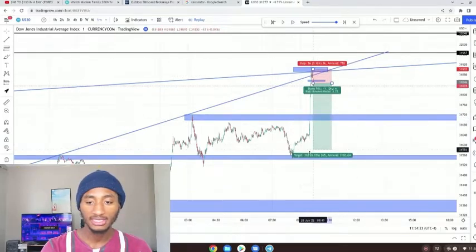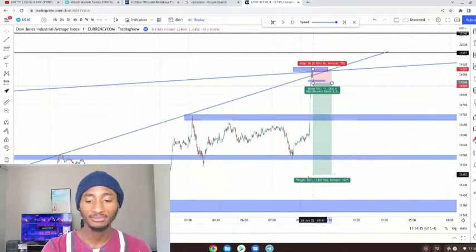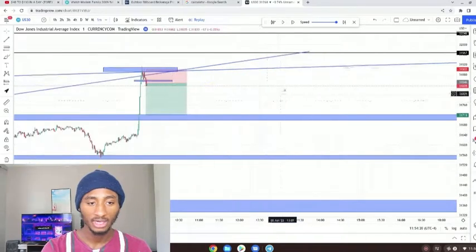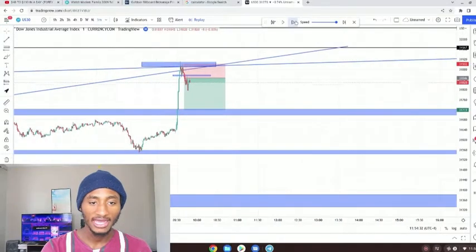But I do believe that the market might come down. This is my main TP, but I do believe that it might drop all the way down. So you hold it from here. This is what I would advise, and see how the market reacts to that level.